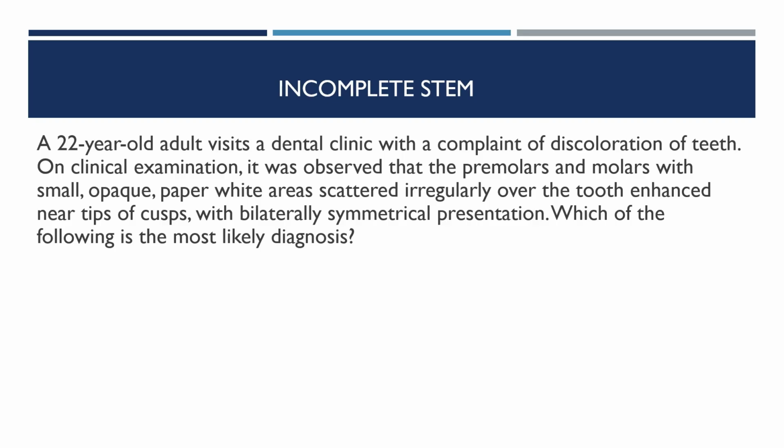Here is another MCQ with an incomplete stem. If you go through this case scenario, a 22-year-old adult visits a dental clinic with a complaint of discoloration of teeth. On examination, it was observed that the premolars and molars have small opaque paper-white areas scattered irregularly over the tooth, enhanced near the tips of the cusps, with bilaterally symmetrical presentation. So which of the following is the most likely diagnosis is the key.